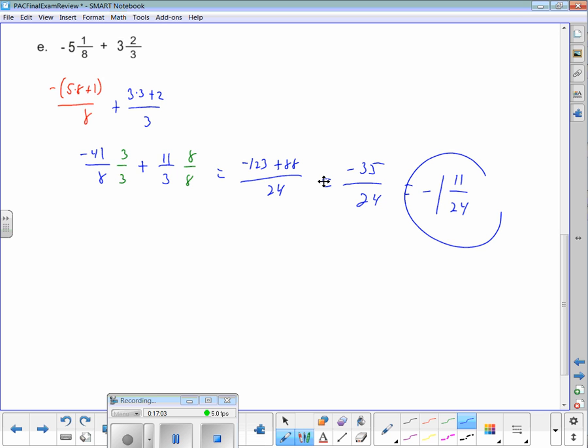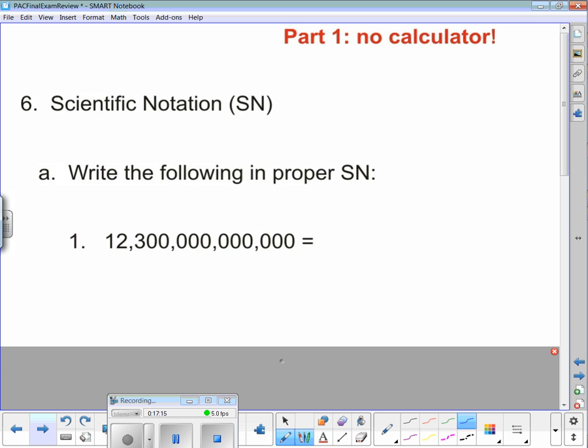Those are the kinds of problems you will see on Wednesday, and the ones that you'll have to do and perform in the concepts of adding fractions. Any other questions? All right, let's review some scientific notation.